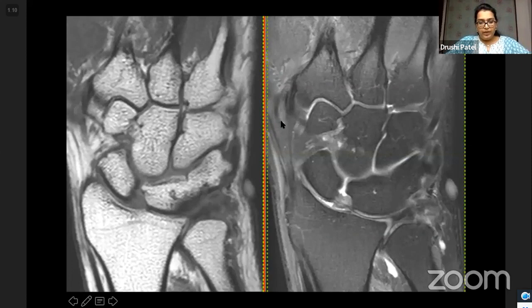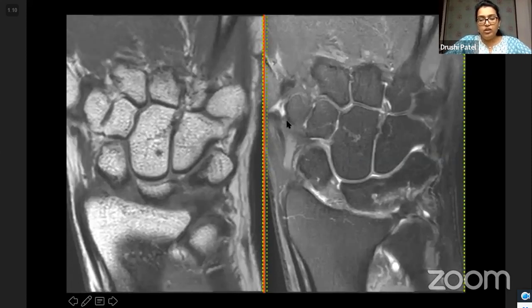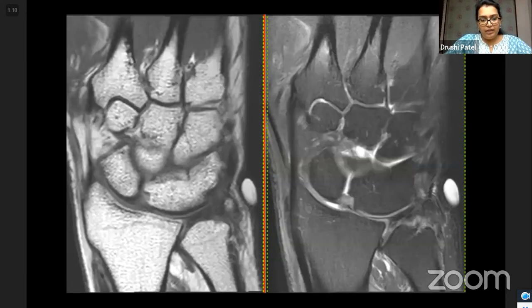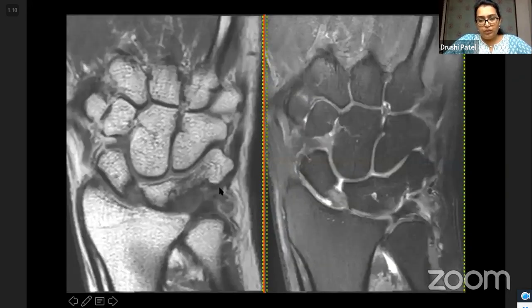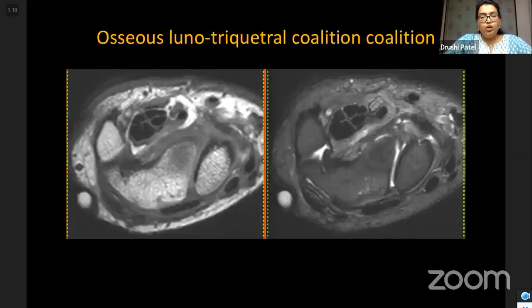Now, this is another case wherein these are the sequential coronal images, T1 and PD fat weighted images, and you can see that there is osseous fusion of the two bones. It's the lunate and triquetrum bones. This is osseous lunotriquetral coalition. When there is osseous fusion of the two bones, this is usually an incidental finding, and they usually don't present with stress responses. Rather, they are more likely to present with secondary degenerative changes that occur because of the change in the axial loading, the way the forces are transmitted across the wrist joint.